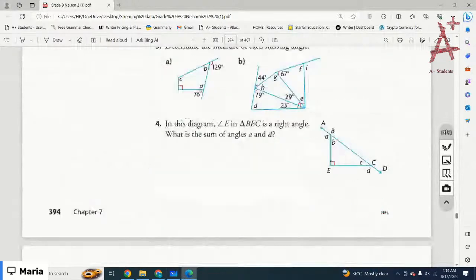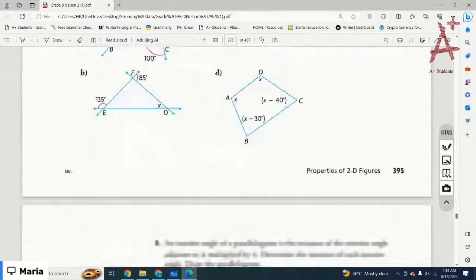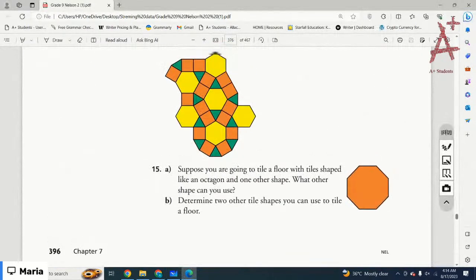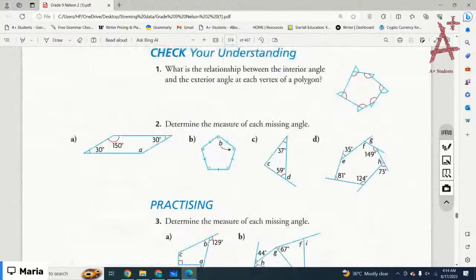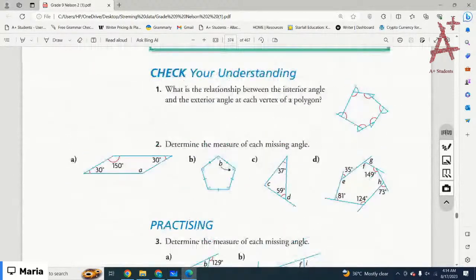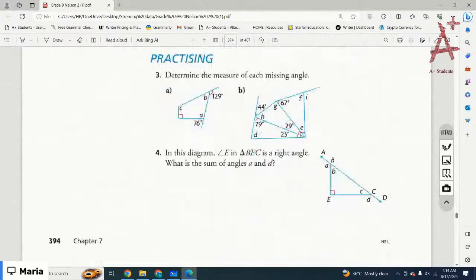Okay, let me just see. Let's just start with the lesson. Okay, let's just start with question number 3. Let's start with practice questions. Determine the measure of the missing angle. Okay, so you are given the exterior angles, right? You have to calculate the missing angle.